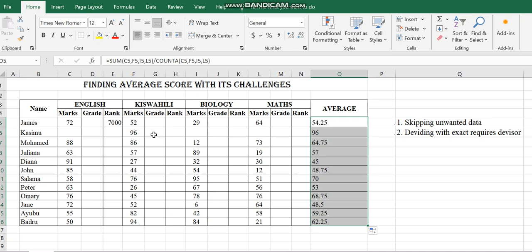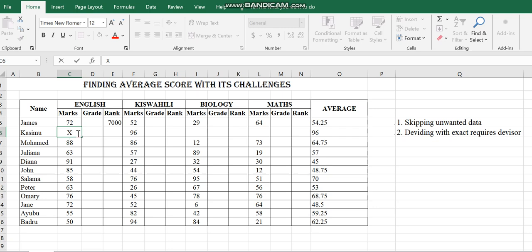For instance, if this person's total marks were supposed to be divided by 4, then you press any mark to mean that this subject was supposed to be done. So press X, for instance, X in this area and X in this area. By this way, 96 was supposed to be divided by 4. That's why I've got 24. What if this person was supposed to do only 2 exams? Then 1, 2. Then 96 divided by 2 is 48. That was challenge number 2.